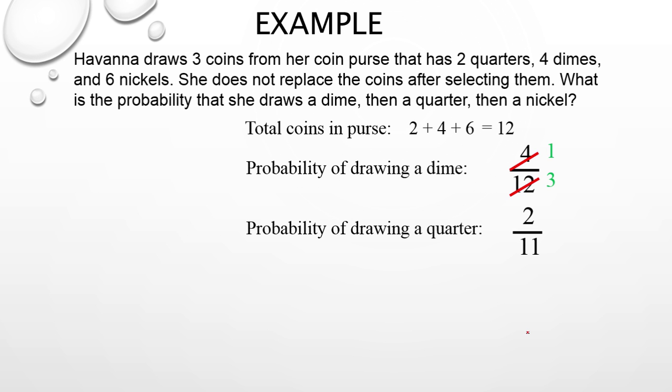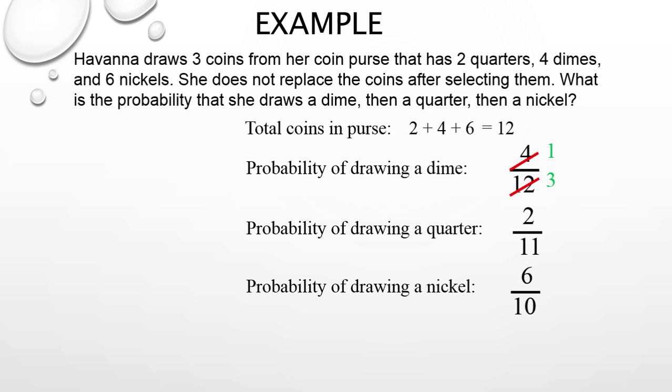We do the same thing for the quarter. Keep in mind that we do not replace the coin. That means now in the purse there are only 11 coins, and that's why the denominator is 11. And then the numerator is how many quarters there are. We have 2. So 2 over 11. We cannot simplify that.